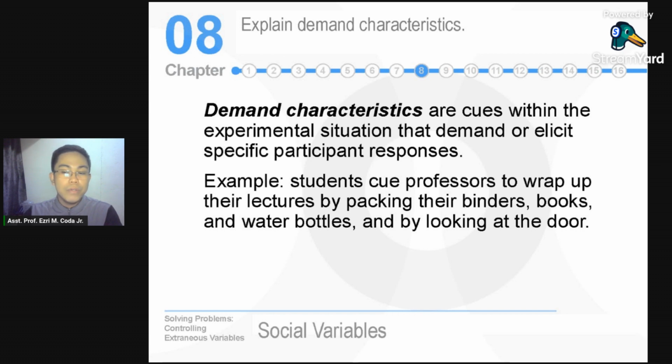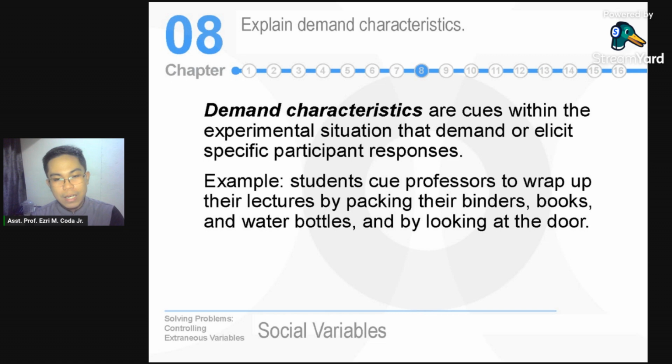Now, yung demand characteristics are cues within the experimental situation that demand or elicit specific participant responses. So these are characteristics from the participants or the subjects that might signal something from the experimenter, and then the experimenter will be prompted or forced to act on those demand characteristics. For example, yung ating participants are students, or they were given a task as part of the treatment condition, and then they already want to go home. Gusto na nilang umuwi. So students or the participants, they cue the professors as the experimenters to wrap up their lectures or their treatment conditions by packing their binders.